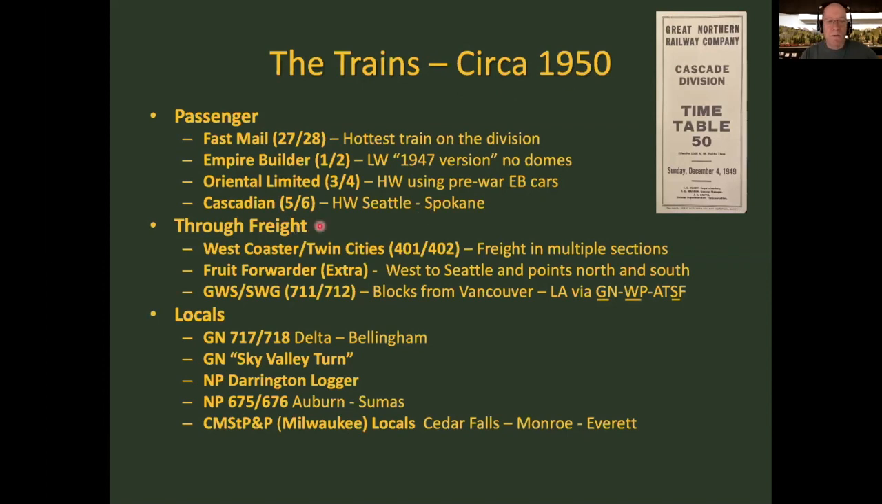Now I run through freights, so I've got manifest freights that come from St. Paul to Seattle and back, fruit extras that run from Eastern Washington through Seattle, north and south, and then the GWS and the SWIG, which ran from Vancouver to LA via the Great Northern, the Western Pacific, and Santa Fe, and hence the initials here. And then several locals, both for the GN up to Bellingham, the Skykomish Valley, and Northern Pacific locals, the Darrington Logger, trains 675, 676 from Auburn up to Sumas and Milwaukee.